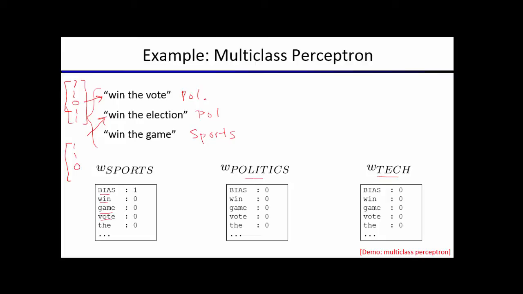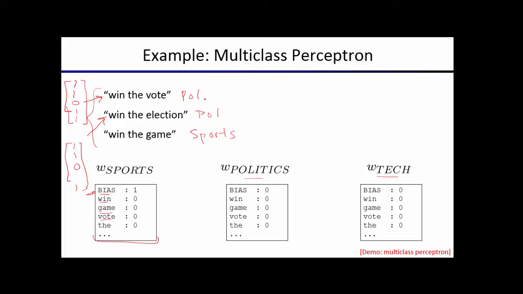0 for game, 0 for vote, and 1 for the. Alright, and then you do the same for your third example. And then you have each of these 3 weight vectors that you're starting with. In the beginning, they're all 0, except in this case, on the first one, we set the bias to 1.